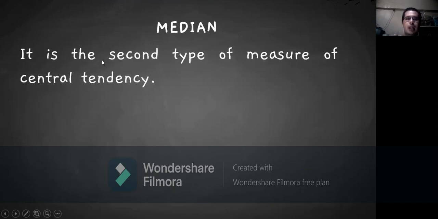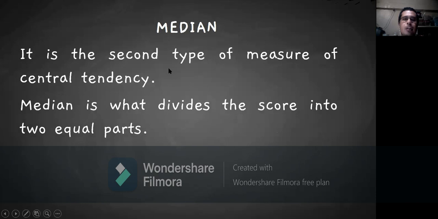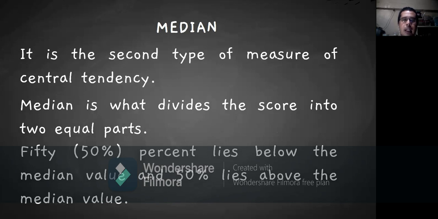The median is the second type of measure of central tendency. The median is what divides the scores into two equal parts. So 50% of the scores lie below the median value, and 50% of the scores, or the data, lie above the median value.